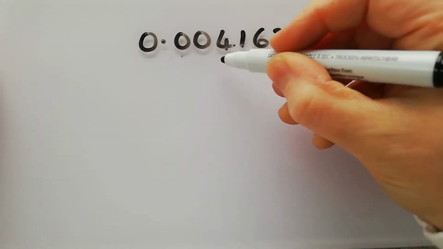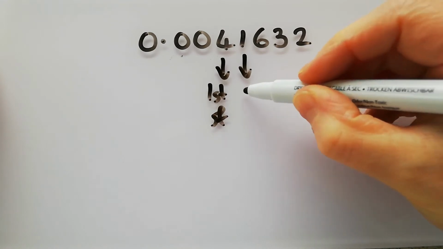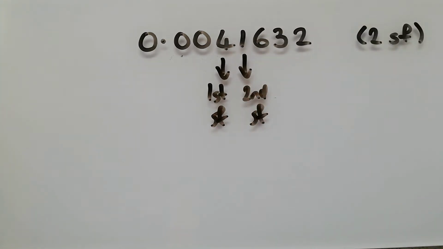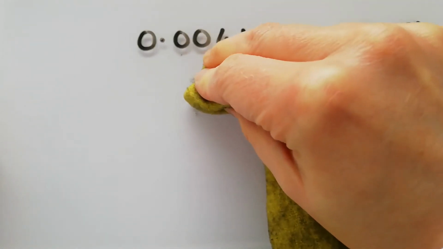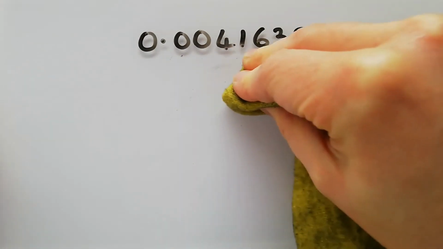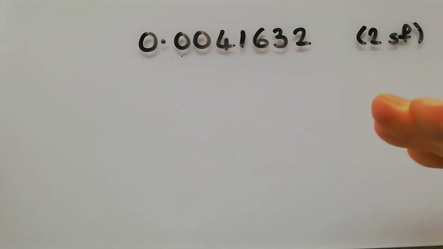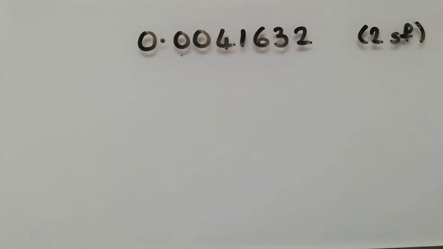So this is my first significant figure. That's my second significant figure. That's my third, that's my fourth, and so on. And after that, it does work just like decimal places. It's just that the place that you start from is different, because in decimal places, you start straight after the decimal point. But in significant figures, you start with the first non-zero number after the decimal point. So we ignore that, and that's our first significant figure.